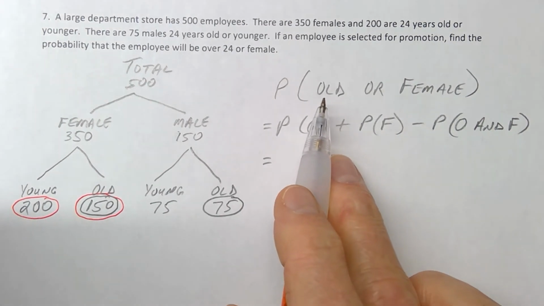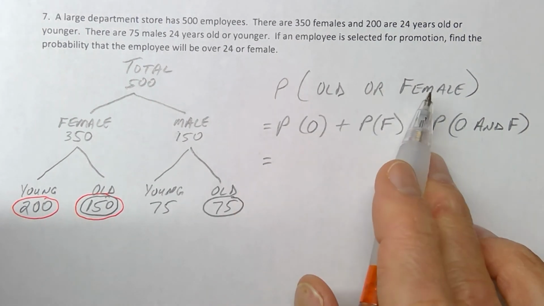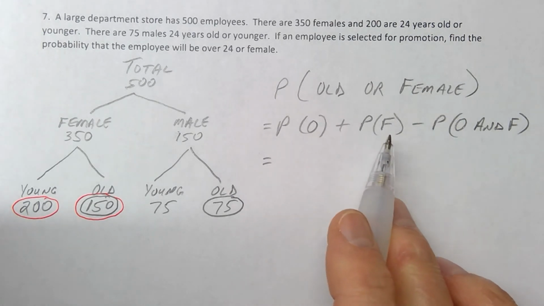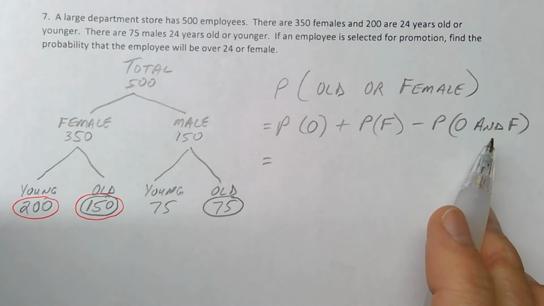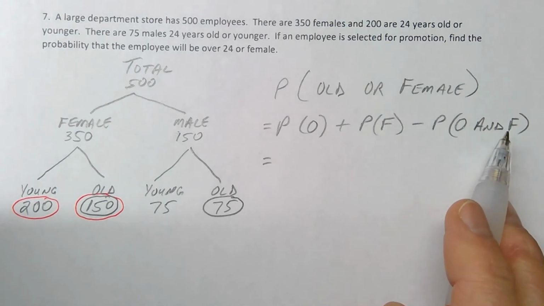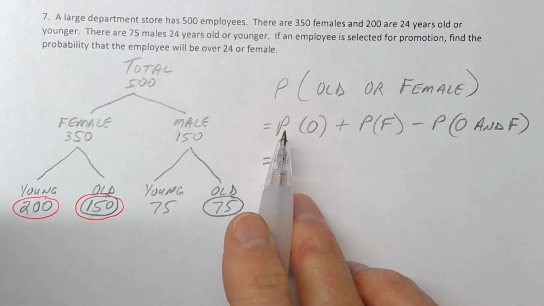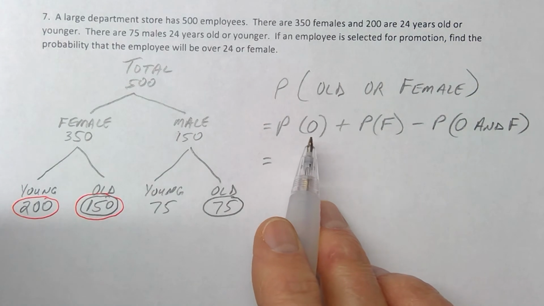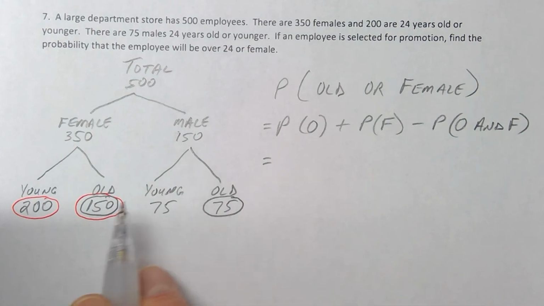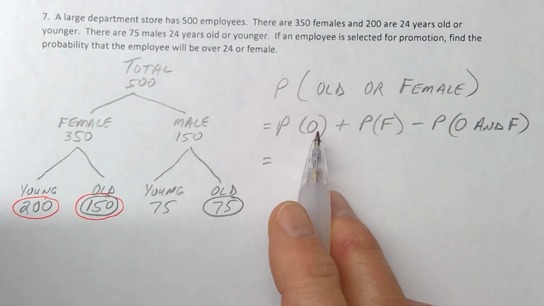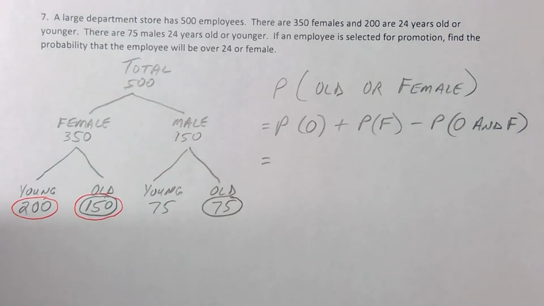All right, so what we're looking for is the probability they're old or female, that random draw, which is the probability of old plus the probability of female minus anybody we accidentally counted twice, minus anybody who is both old and a female. All right. Probability that I reach into the hat, there's 500 names in the hat, and I pull out an old person. Well, there's 150 old females and 75 old males. That's 225 old people out of 500.